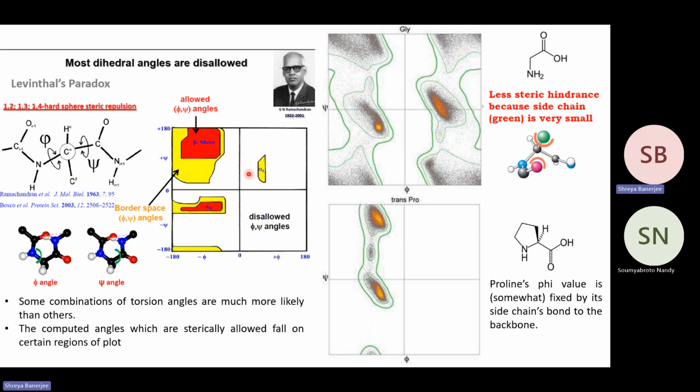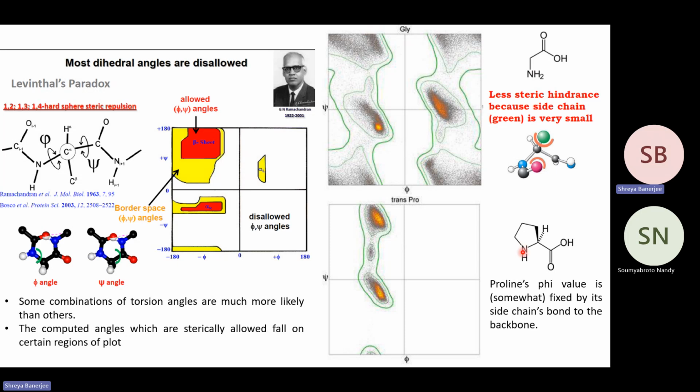So you can see these are all disallowed in case of other amino acids because they have a side chain substituent. But in glycine, the side chain is hydrogen. So a much greater region of phi-psi is allowed. And the other exception is proline.